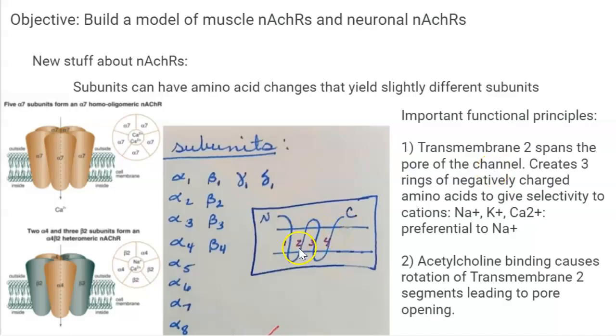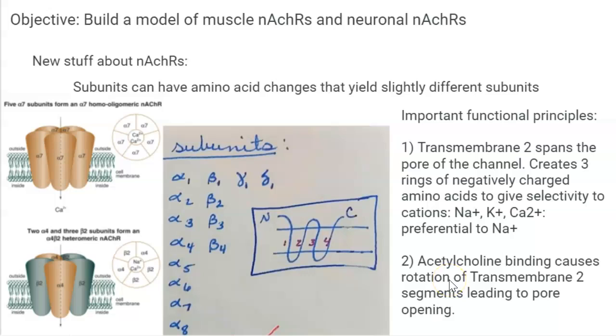And because of the amino acid sequence of that second transmembrane domain, now you have a ring of negatively charged amino acids at 3 different places around the pore, and those negatively charged amino acids are going to attract positively charged ions. So that's the sodium, potassium, and calcium. That's why it gives it the selectivity for cations, because it's got those negatively charged amino acid rings.